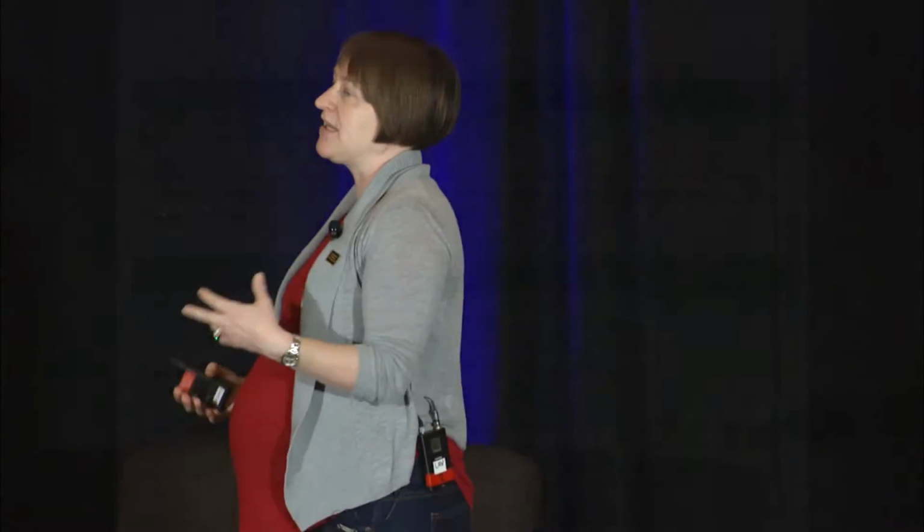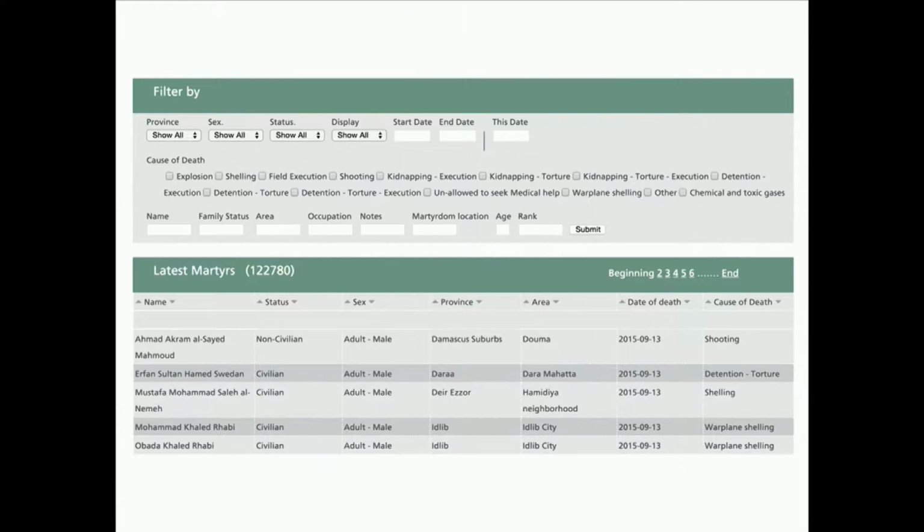And what do those records look like? This is a screen grab from the public-facing website of the Violations Documentation Center. This is part of their advocacy work. They think, and we agree, that it's important to raise awareness about these victims, to tell their stories, to say their names. And most of the lists look similar to this. They are the names of the victims, the date and location where they died, and any other demographic information they've been able to collect.